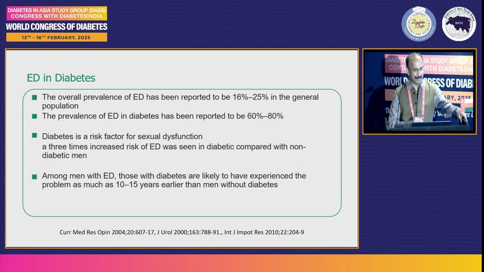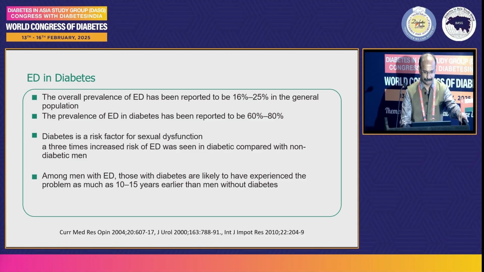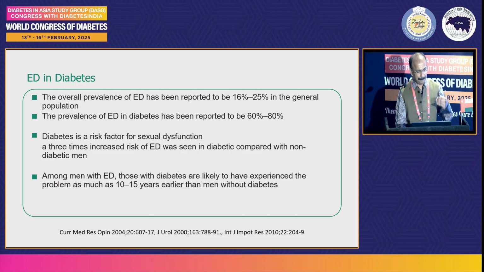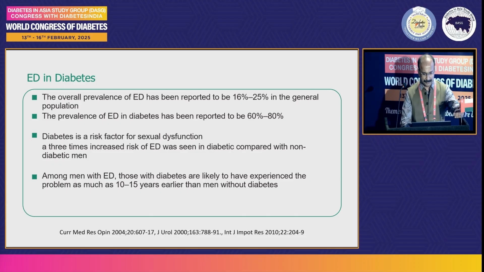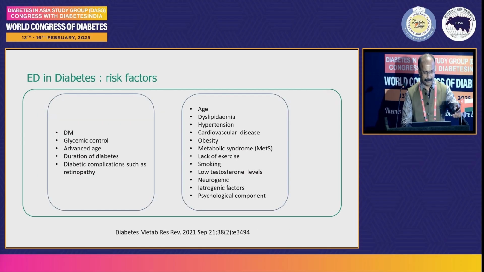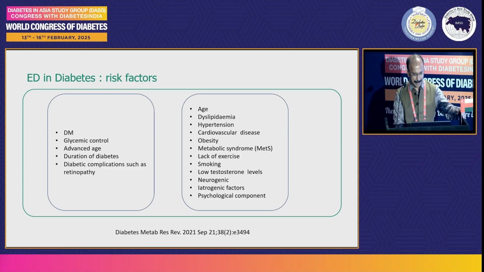And people with diabetes are at increased risk of developing erectile dysfunction. They have a 3 times increased risk of developing erectile dysfunction. And people with diabetes usually develop erectile dysfunction 10 to 15 years earlier than those without diabetes. And as we already discussed, diabetes-related risk factors include poor glycemic control, advanced age, duration of diabetes, etc., and other comorbidities associated with diabetes.